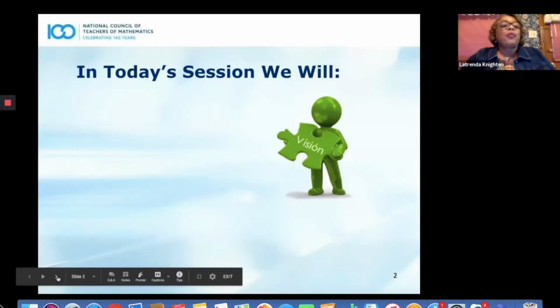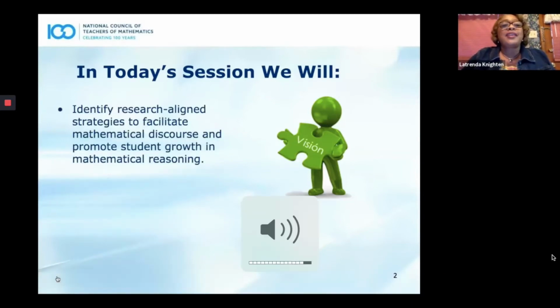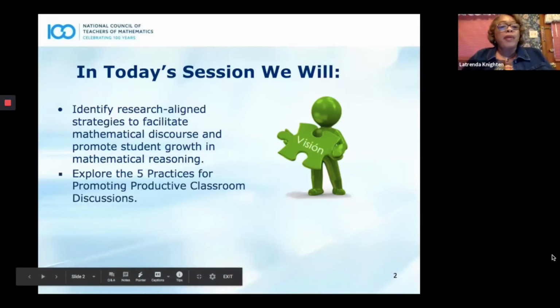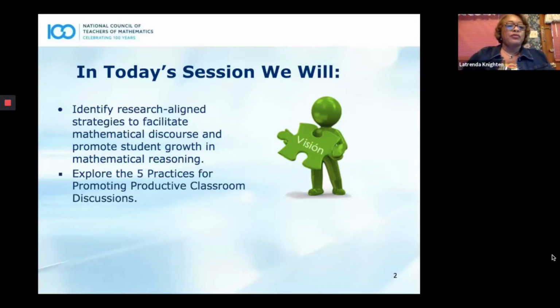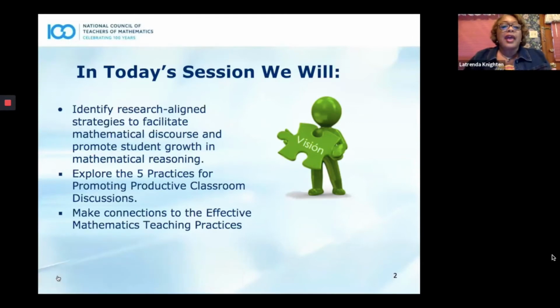For today, we're going to examine research-aligned strategies to facilitate mathematical discourse and promote student growth in mathematical reasoning. We will explore the 5 practices for promoting productive classroom discussions, and we'll make connections between the 5 practices and the effective mathematics teaching practices.